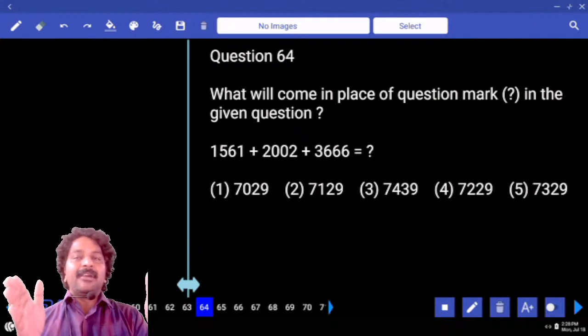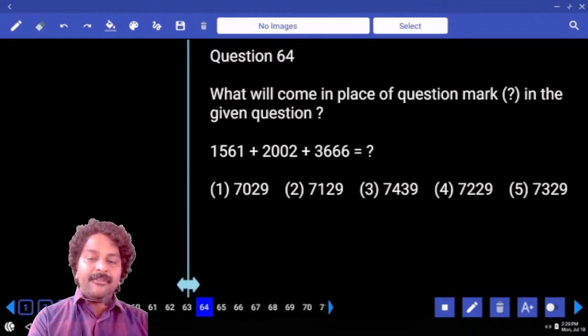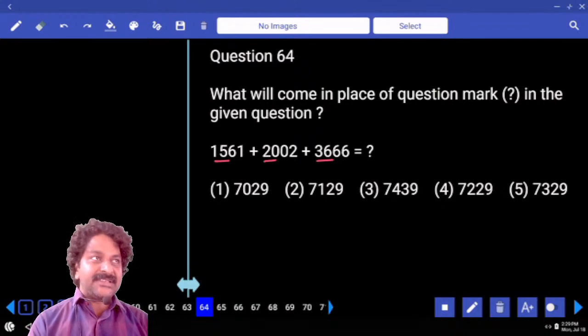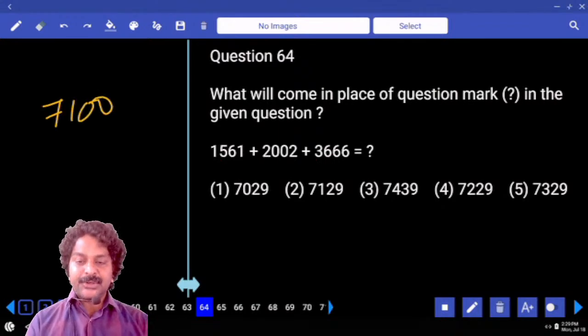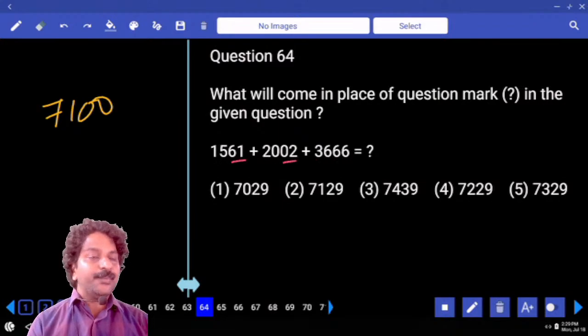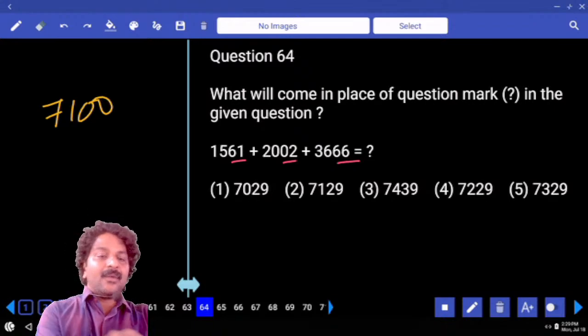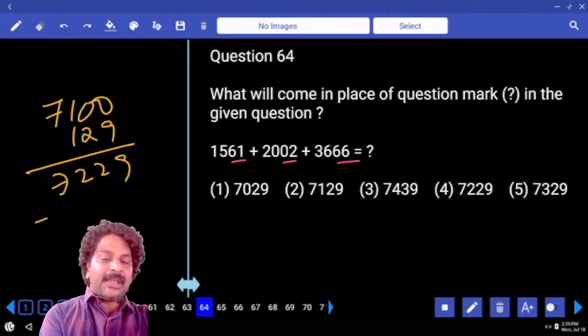I will divide our 4-digit number into 2 parts. First 2, last 2. Okay. 15 plus 20, 35 plus 36. That means 71, 00 only. Next 2 digits. 61 plus 2, 63 plus 66, 129. Answer 7229.